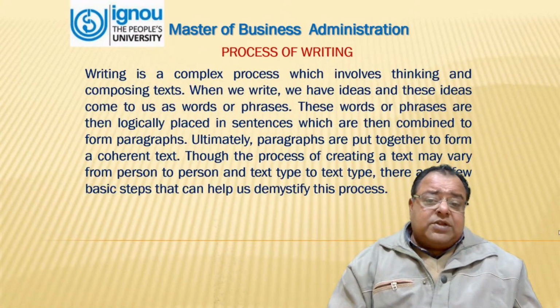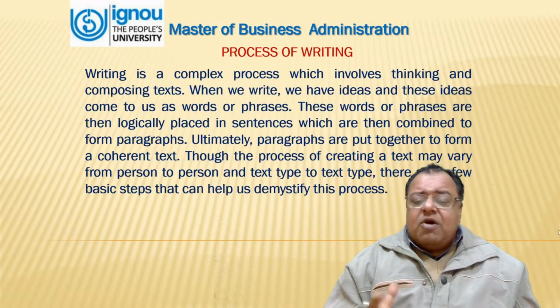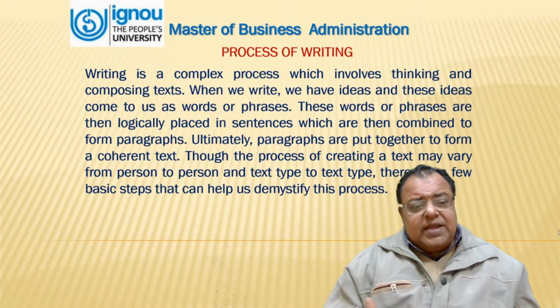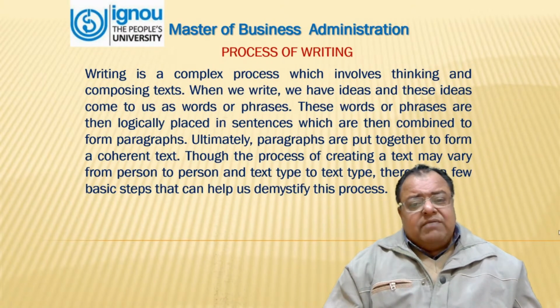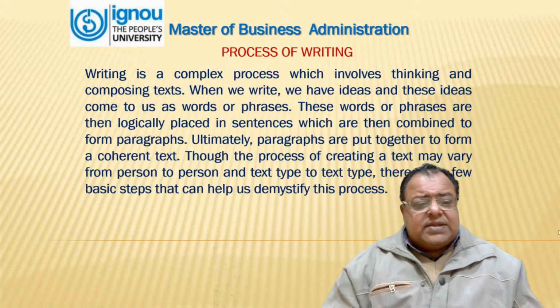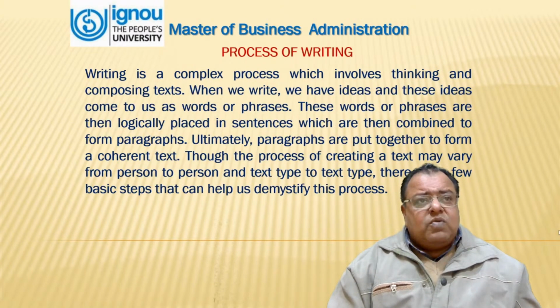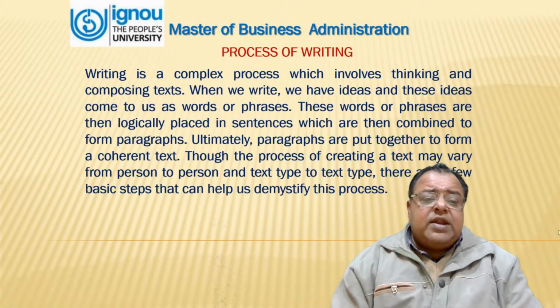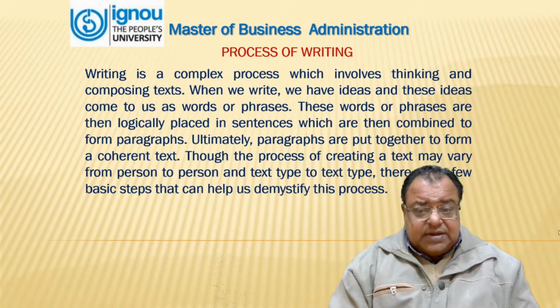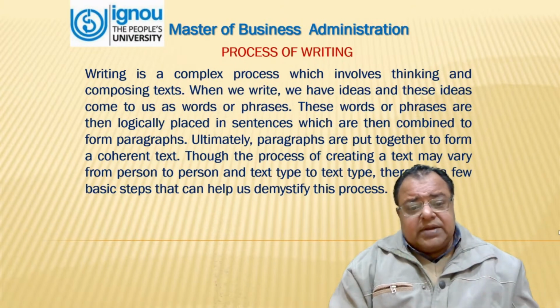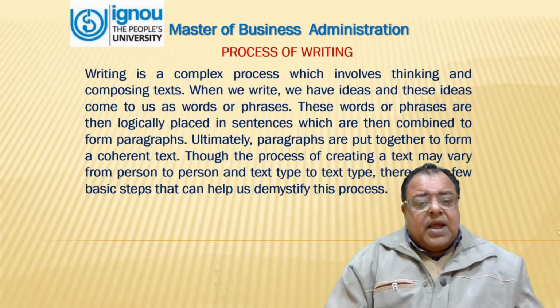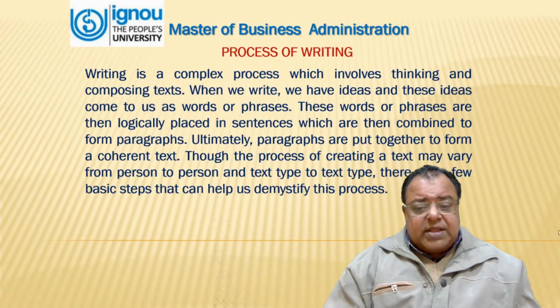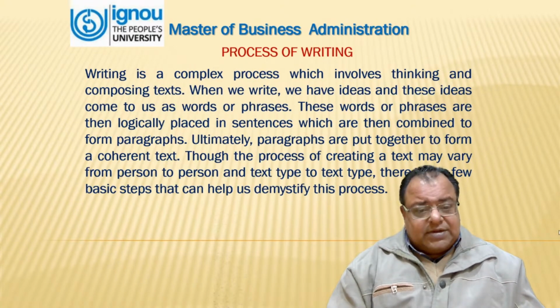What is the process of writing? Writing is a complex process which involves thinking and composing texts. When we write, we have ideas, and these ideas come to us as words or phrases. These words or phrases are then logically placed in a sentence, which are then combined to form a paragraph. Ultimately, paragraphs are put together to form a coherent text.